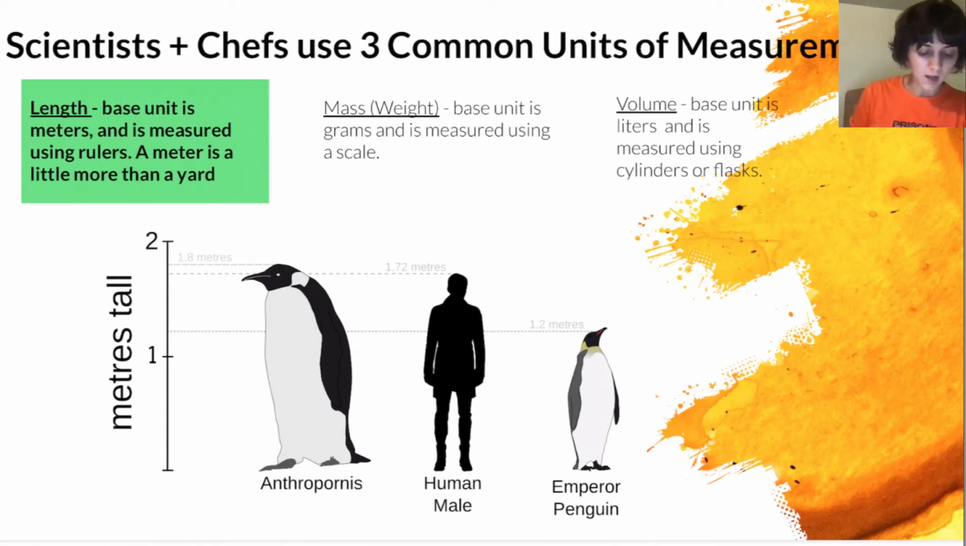Okay? And lengths can be measured using rulers or some sort of straight line, right? Length is measured one-dimensionally. A meter, just for reference, is a little bit more than a yard. So a tall human male, or a tall human in general, we could say is 1.72 meters, right? And then an emperor penguin is 1.2 meters, okay? So 1.2 meters is probably about 4 feet tall.